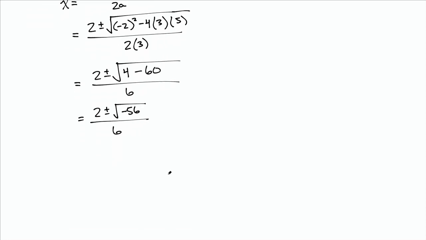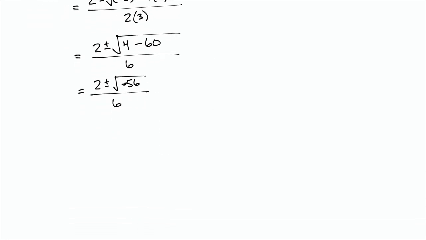Negative 56, first of all, it's a negative, so we know we're going to have an i. And I'm going to go ahead and just do that step here. We've got i and then the square root of 56. Okay, and then we want to work with the square root of 56. Let's go ahead and do that over here.